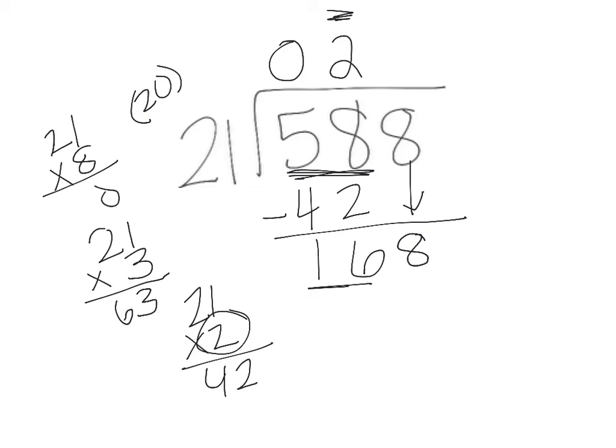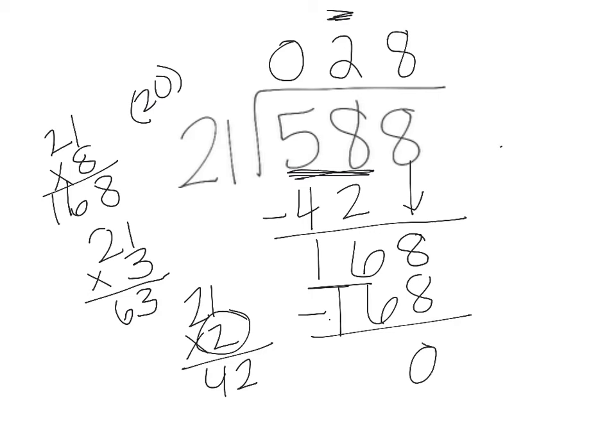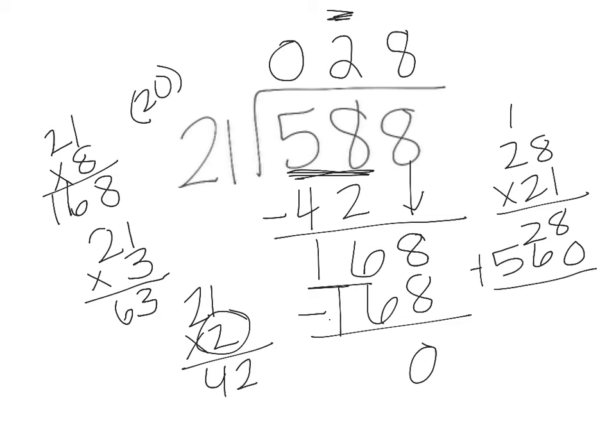8 times 1 is 8. 8 times 2 is 16. So I have 168. And that is 168 exactly. And that was 21 times 8. Okay, I can check and take 28 times 21. I have 28, put in my 0, that's 16. Add them up, and I get 588. So 28 is my answer.